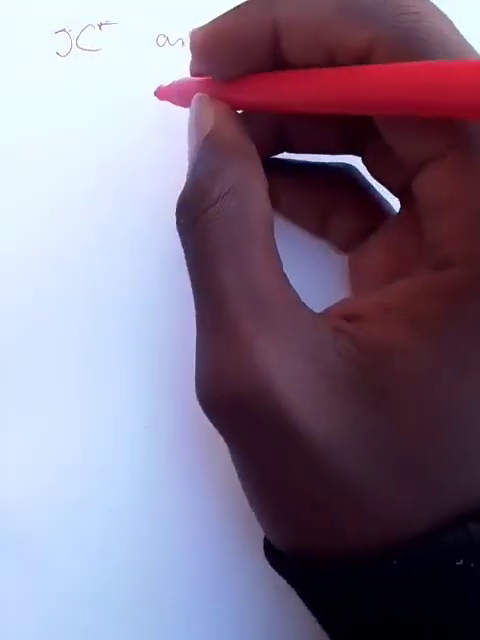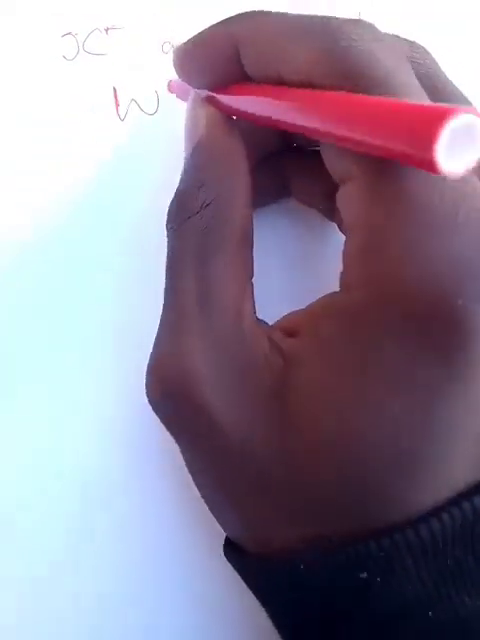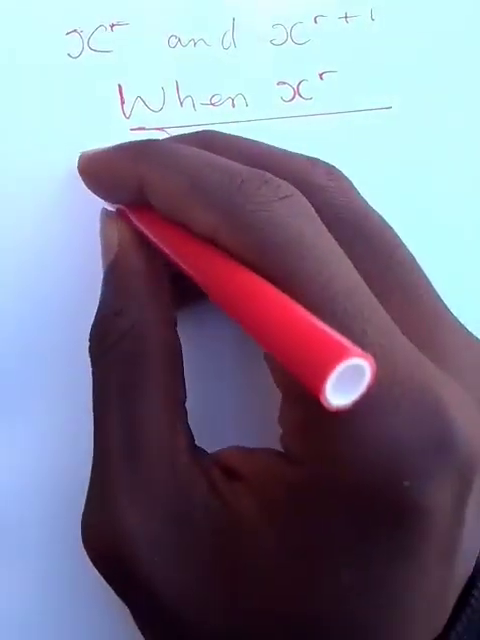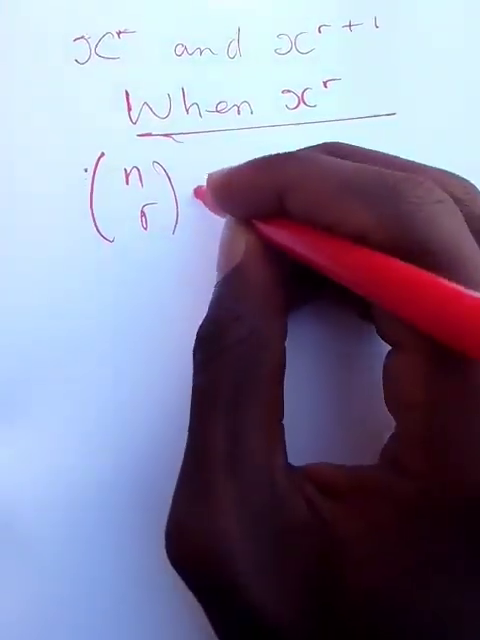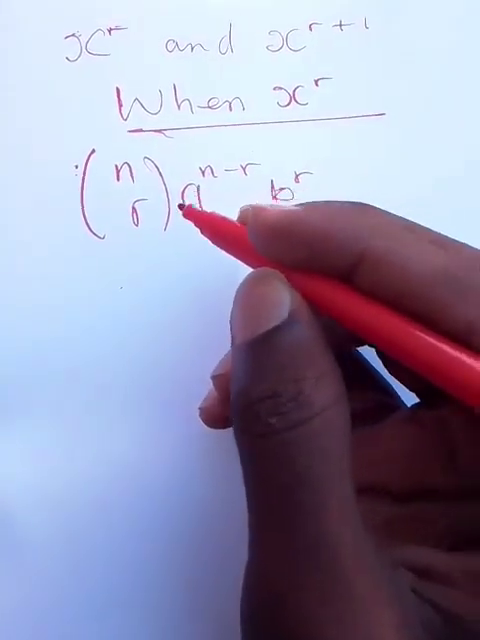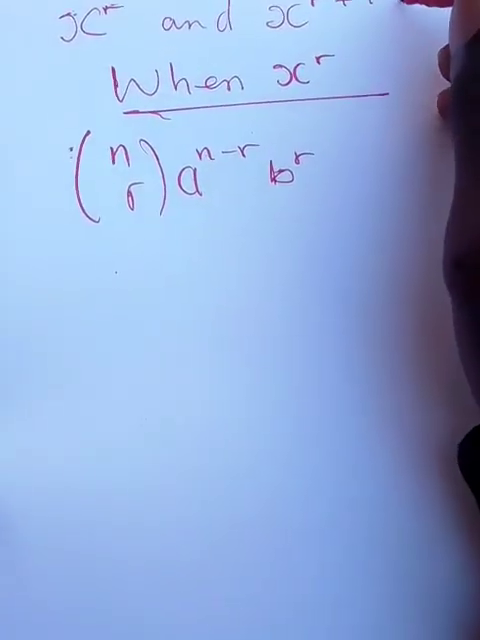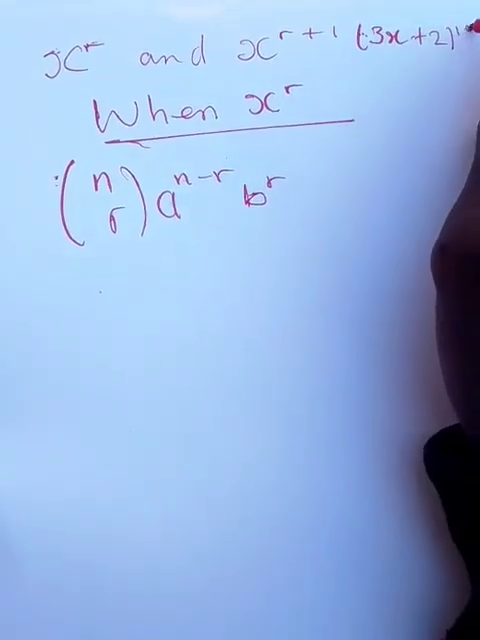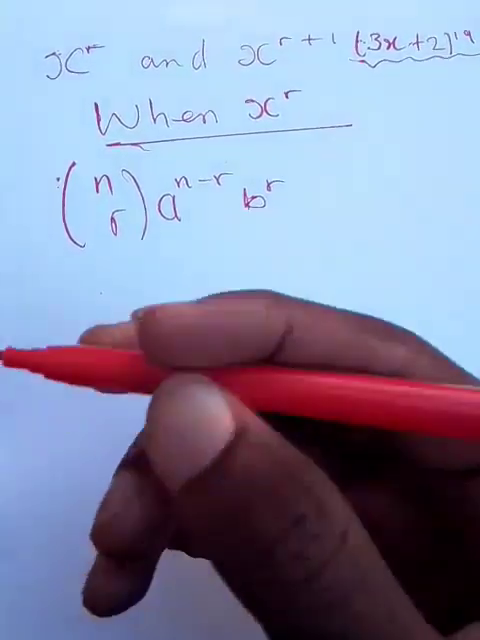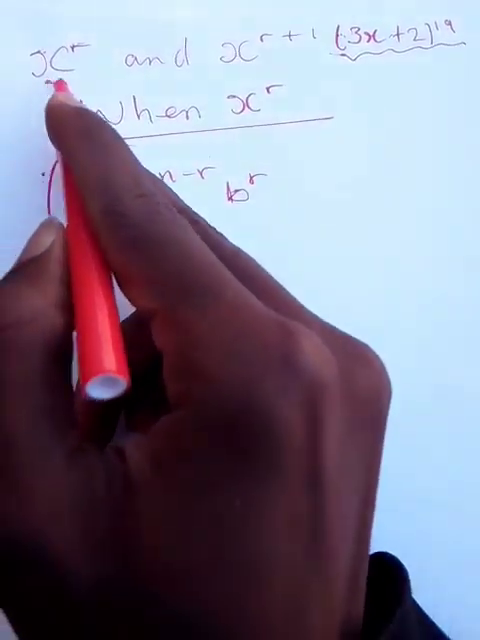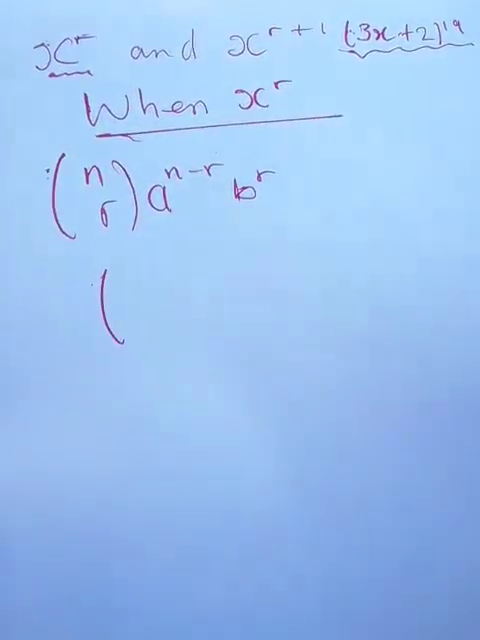So let's say I want to find the coefficient for x raised to the power of r. How am I going to go about it? When I have x to the power of r, let's apply the formula nCr a to the n minus r, and here I'll put b to the r. Now remember we have also been given the binomial, which is (3x plus 2) raised to the power 19. Also take note of this one. So now let's plug in the values. At the moment I'm only dealing with this one, then I'll come to the other one. This is how you can find the coefficient.